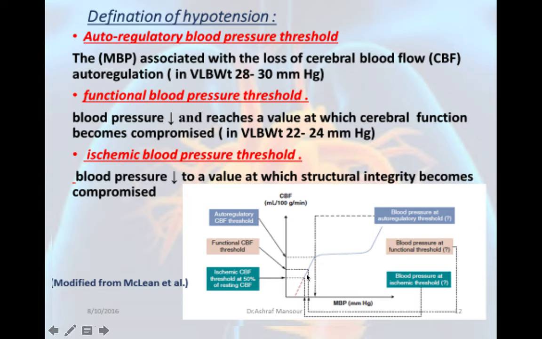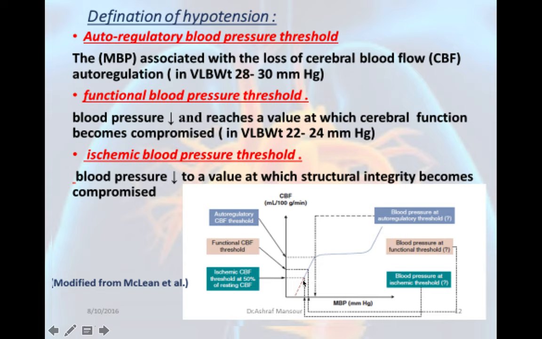But if the blood pressure comes down more and the baby becomes more hypotensive, you reach the ischemic blood pressure threshold, where the blood pressure decreases to a value at which the integrity becomes compromised. So you will start to treat here, or here, or here. And you have to consider that these are our three definitions.